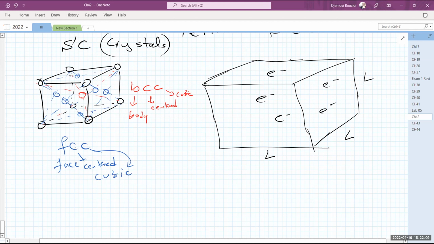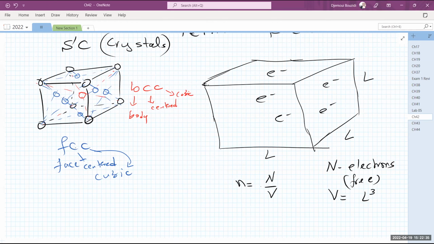So we have electrons inside this volume, and there are, for the sake of argument, n free electrons in this volume, and the volume is clearly equal to L cubed in this case. So the density of electrons is going to be n over V. Remember, this is the same discussion that you had way back in chapter 27 when you discussed the drift velocity to find the conductivity of metals. That's the same n, the same charge carriers that you discussed in there.